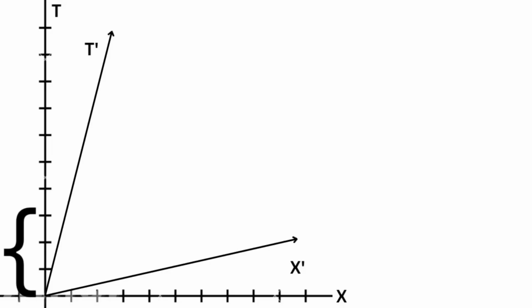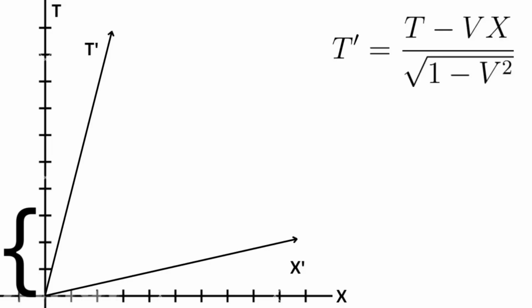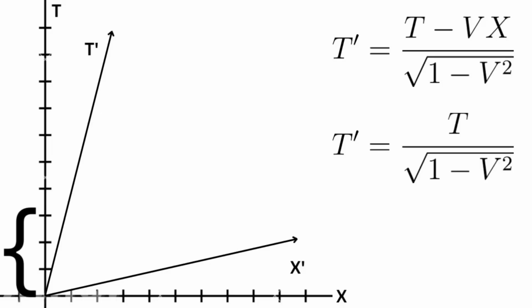Now according to Lorentz transformations, t prime is equal to t minus vx upon under root 1 minus v square. Now in our case, x is 0, so t prime is equal to t upon under root 1 minus v square, where under root 1 minus v square is always less than 1. Dividing by anything less than 1 will always give larger number than the original. So t prime is greater for any observer moving with a velocity v.